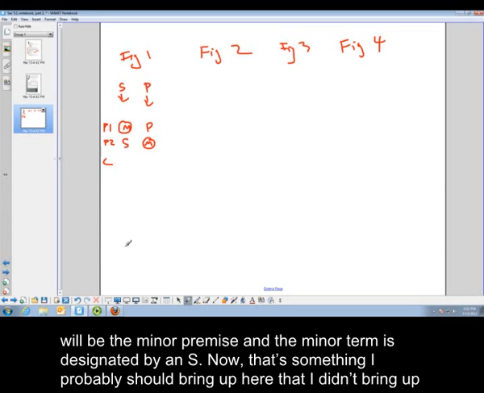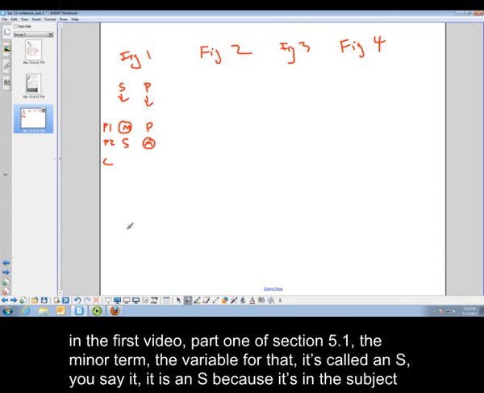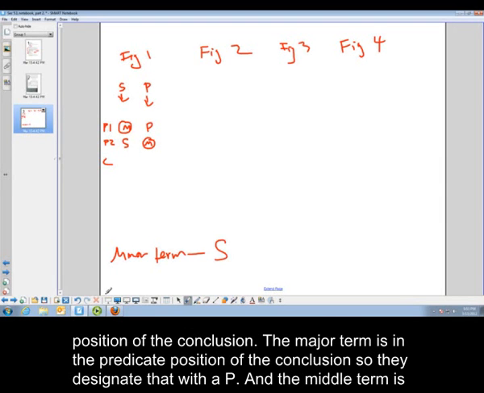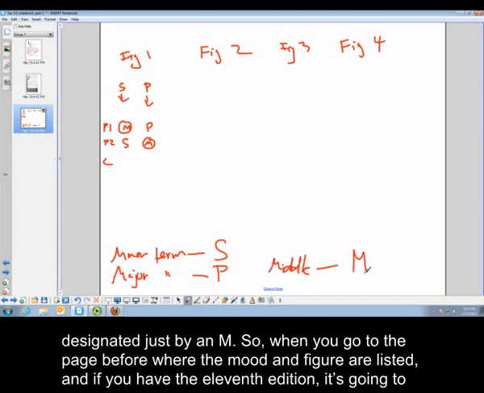Now that's something I probably should have brought up in the first video, part 1 of section 5.1. The minor term, the variable for that, is called an S. You say it is an S because it's in the subject position of the conclusion. The major term is in the predicate position of the conclusion, so they designate that with a P, and the middle term is designated just by an M.